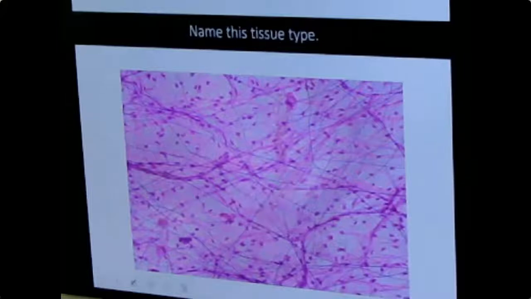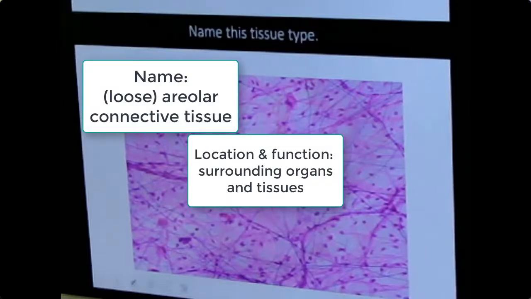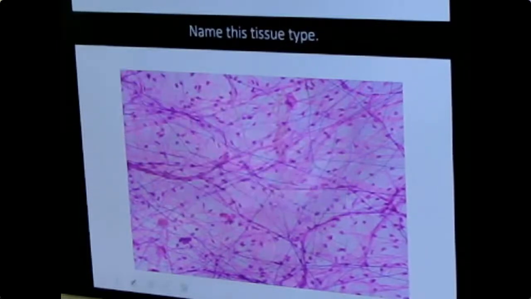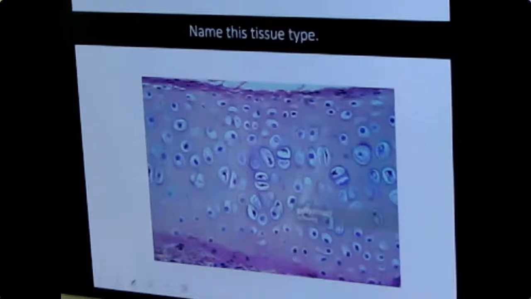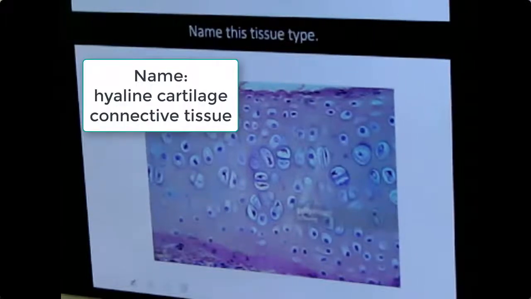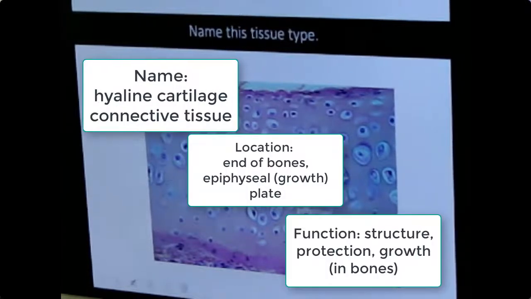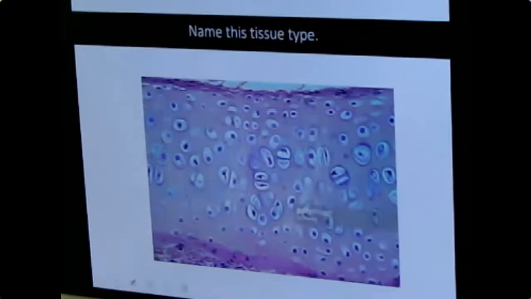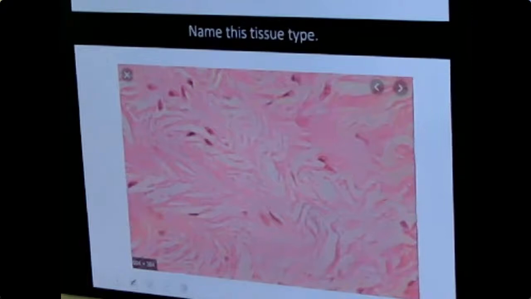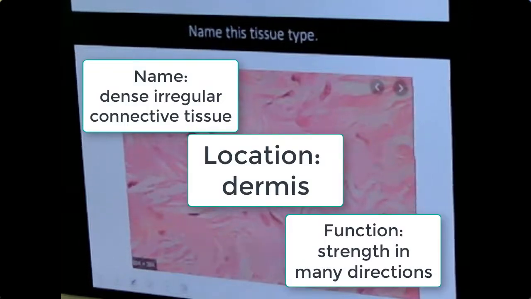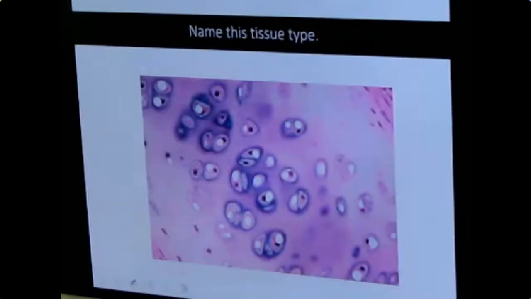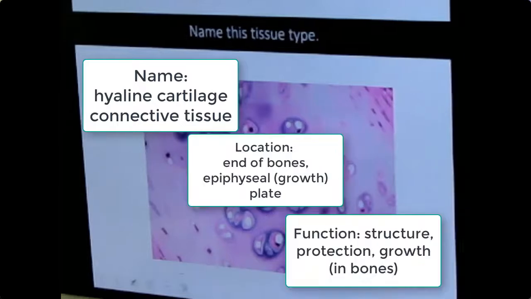This is another view of, yes. This is another hyaline cartilage. It's got the frog eye looking cells, and then the glassy, smooth tissue around it. This is dense, irregular, excellent. This is another view of, excellent, hyaline cartilage.